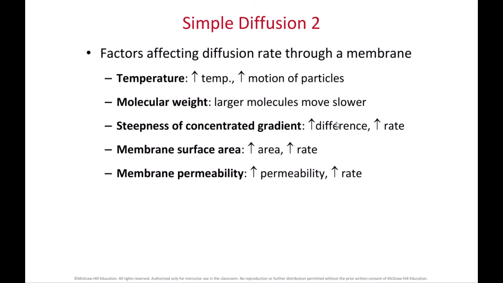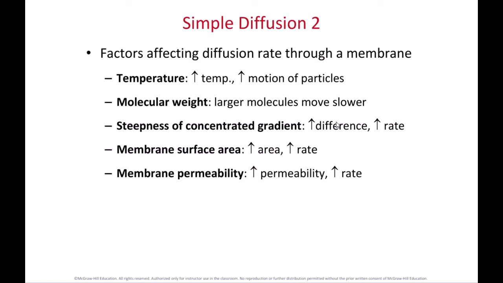So what can we do to increase the rate of simple diffusion? We can increase the temperature. This goes back to the kinetic theory of temperature. As molecules or particles are warmer, they move faster. So if we heat something up, we'll have a higher rate of diffusion.